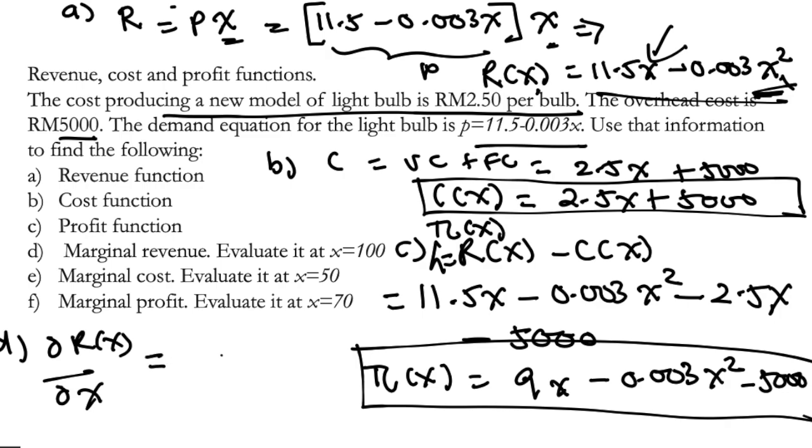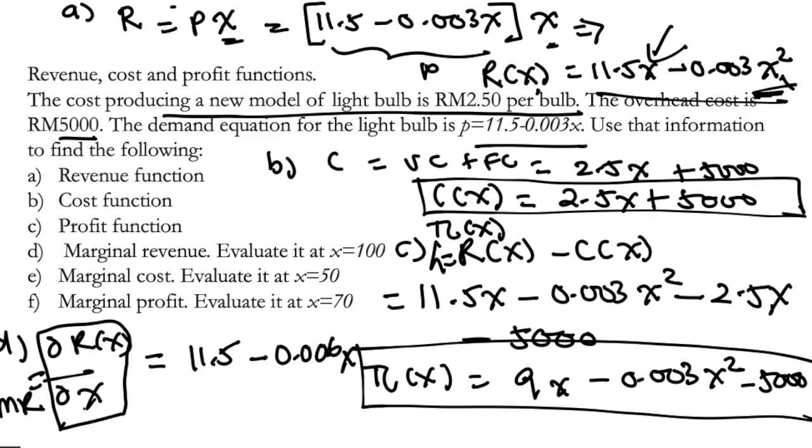You're going to have 11.5 minus 0.006x. I hope by now you should know how to do differentiation. Yeah? So this one is actually marginal revenue. Marginal revenue is the slope of revenue function. The slope of revenue function is the derivative of revenue function with respect to x.